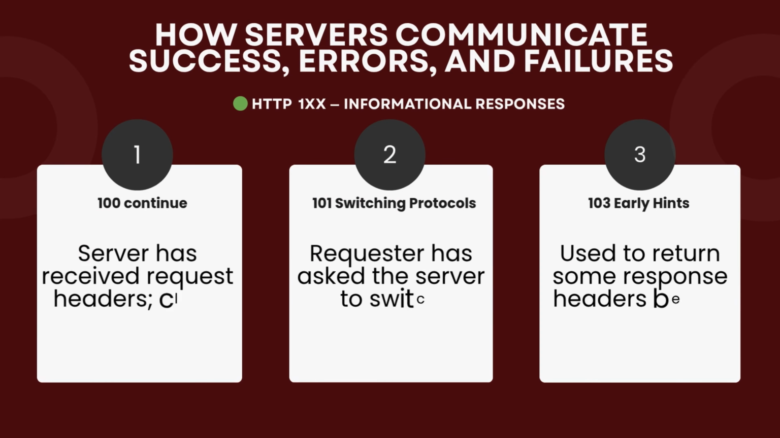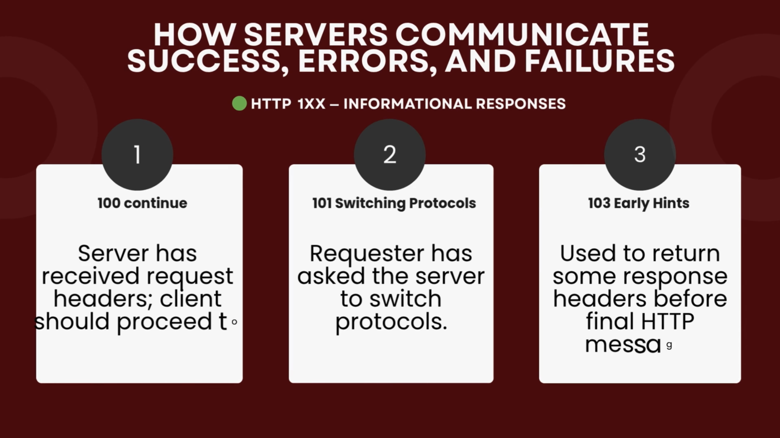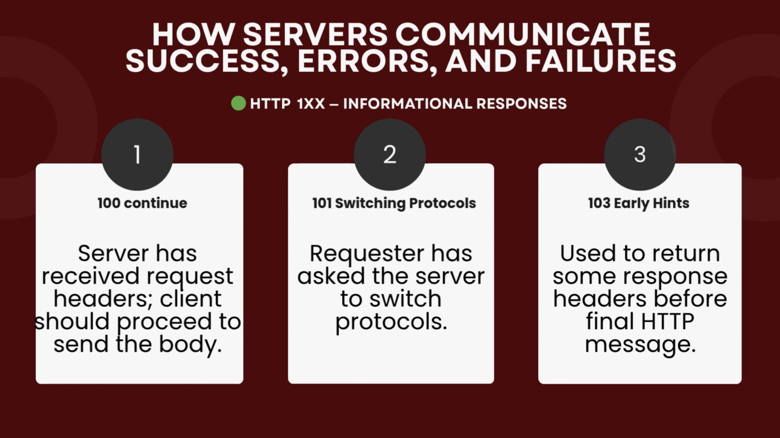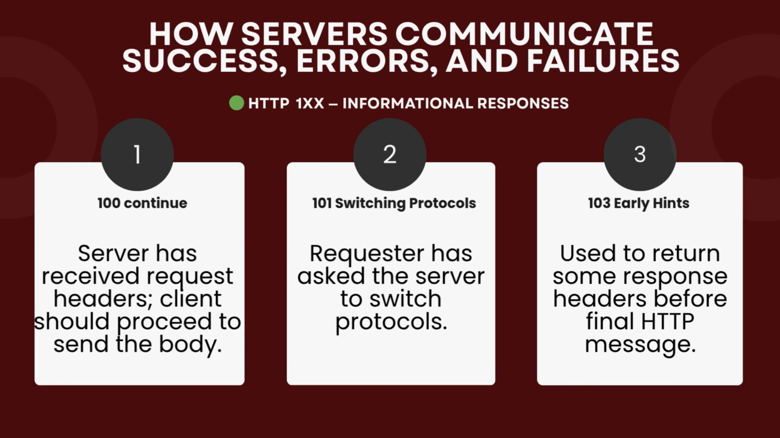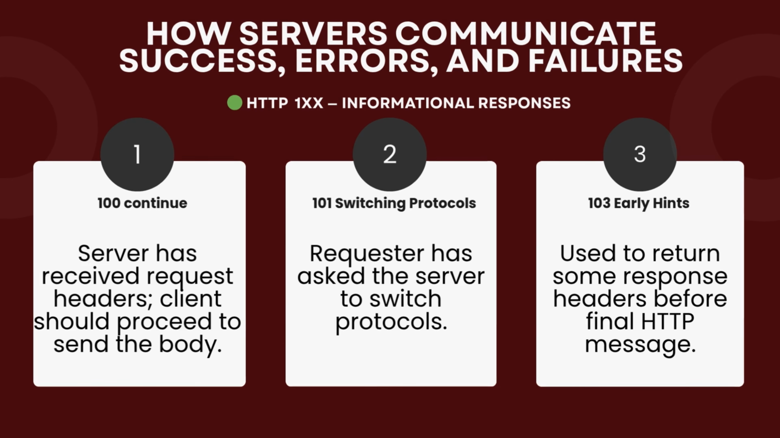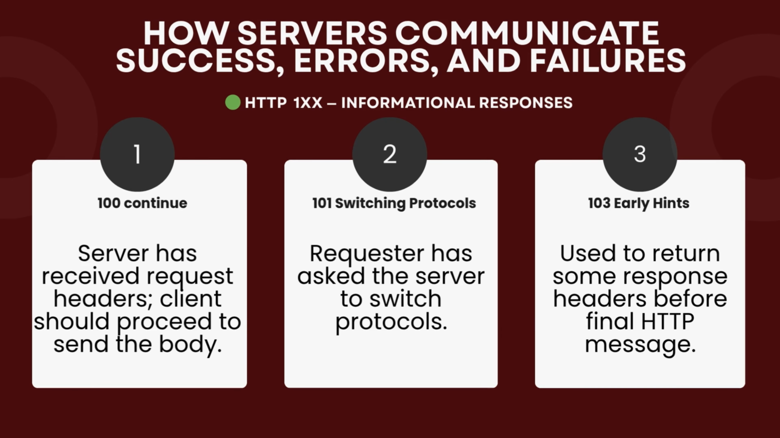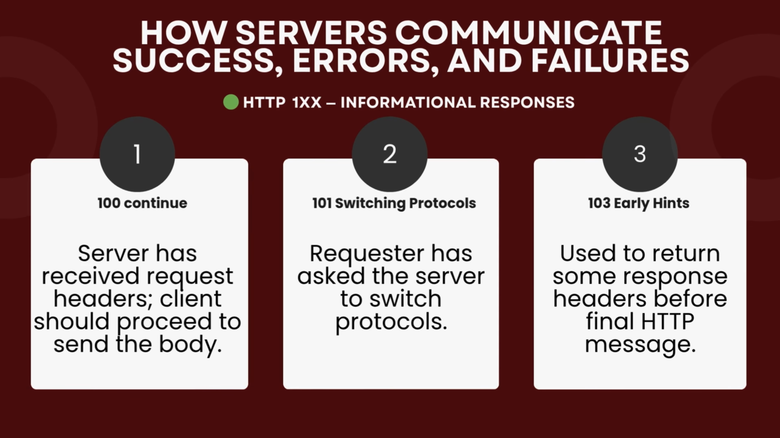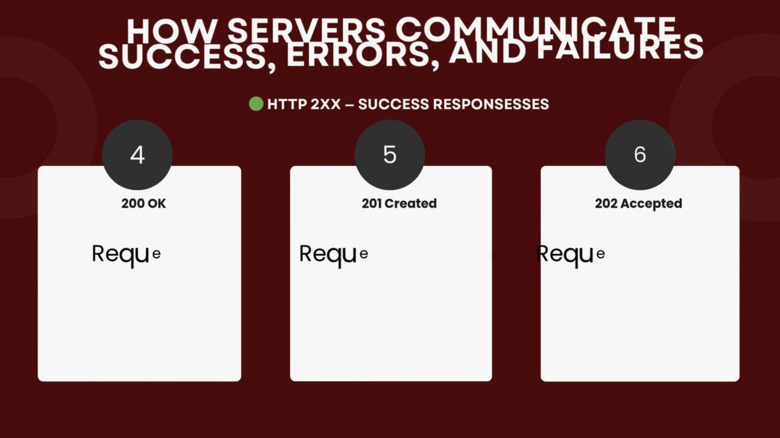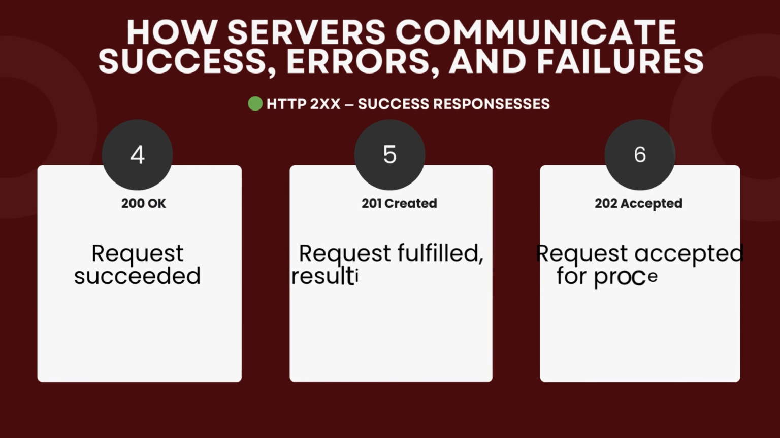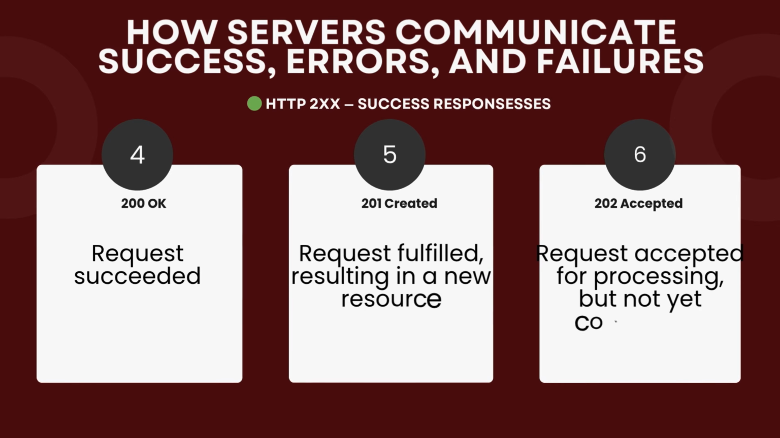To begin with, we have the 100 Continue. That's the server has received the request headers, and the client should proceed to send the body. We also have the HTTP 101, switching protocols, and this means that the requester has asked the server to switch protocols. We also have the 103, Early Hints, which is used to return some response headers before the final HTTP message.